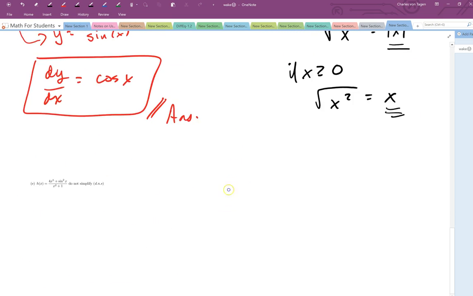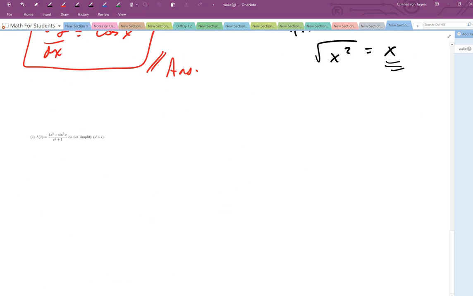Okay. I need to do one more of these, and it's actually 10 minutes till class time, so I better do this fast. All right, so this last one is a quotient rule problem, and we're told do not simplify the result, and that's often the case when I give you quotient rule problems. So I'm just going to fly through this.